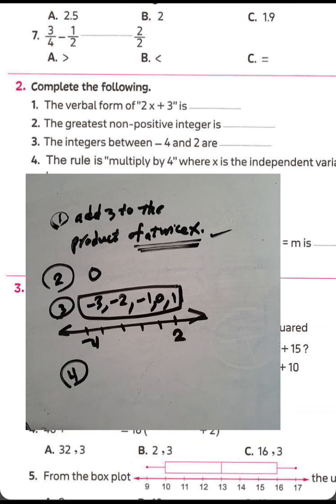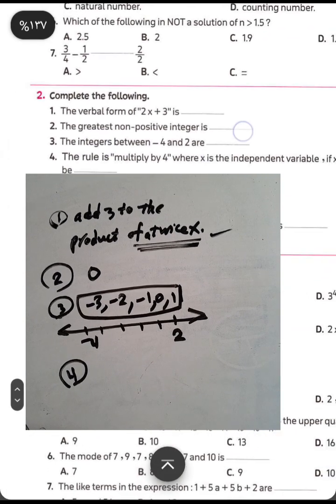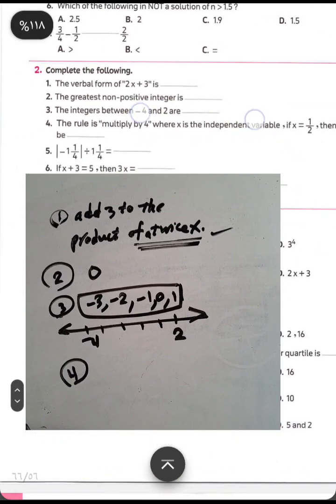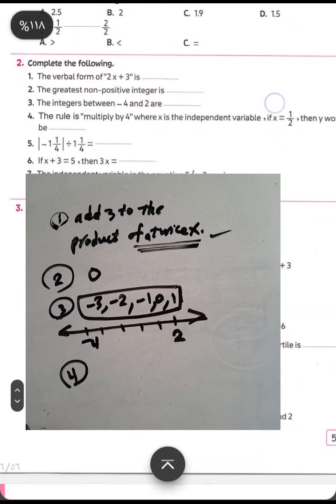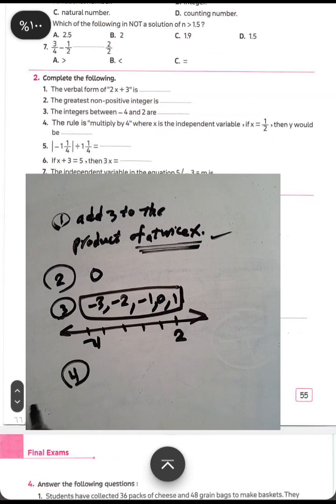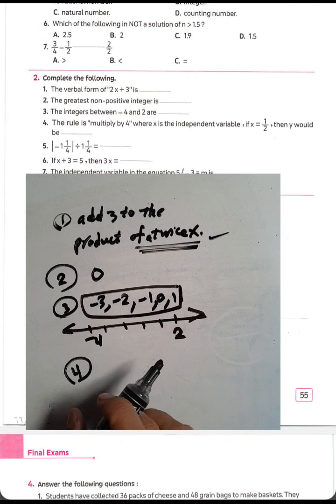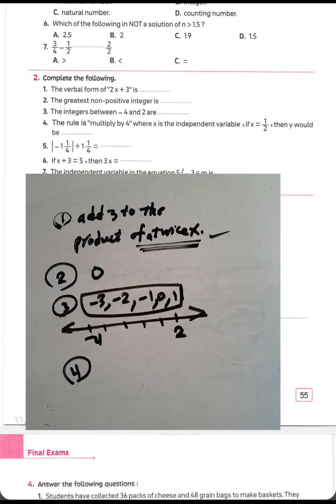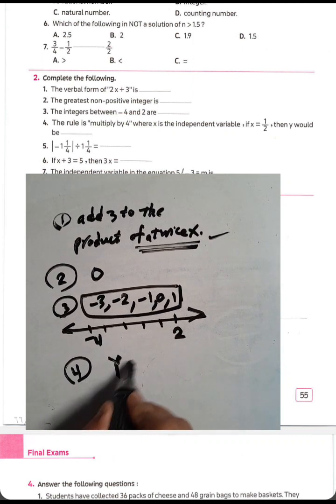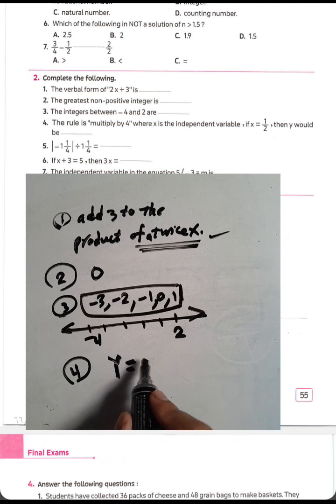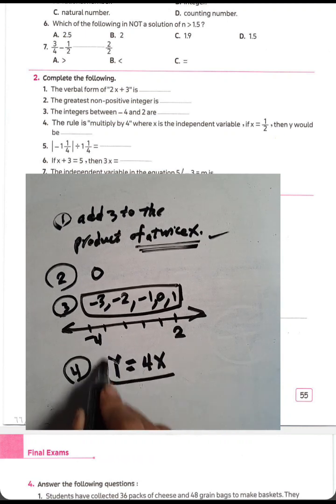Now, question number 4. The rule is multiply by 4, where x is the independent variable. If x equals half, then y will be equal to what? First, we write the rule for this example. The rule here tells us multiply by 4, and the independent variable here is x, then y will be 4x. It's the rule for this example.